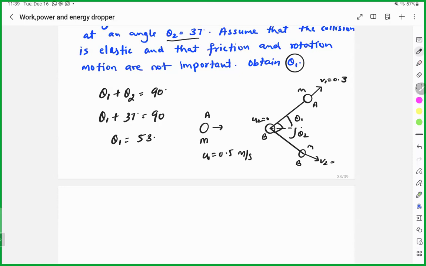Correct. Even if all the values are given, it doesn't make sense. We don't need that, right? Make sense, guys? Yes, sir.